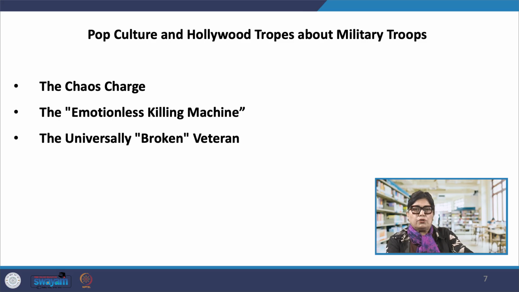Now, coming to the pop culture and Hollywood tropes about military troops: modern entertainment, particularly war films, continues to reinforce foundational myths about troops that distort operational history. The chaos charge: epic historical films often depict ancient, medieval, or Napoleonic troops breaking ranks immediately into a chaotic full speed sprint that dissolves into individual sword duels. In reality, ancient warfare relied entirely on rigid group cohesion, like the Greek phalanx or Roman legion. Breaking formation meant instant death.